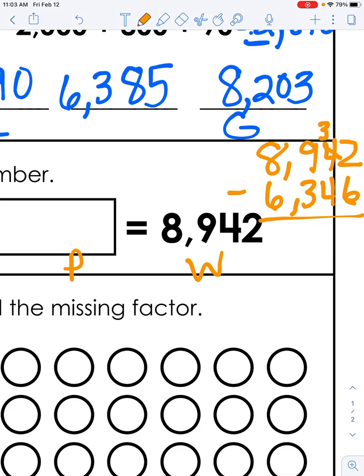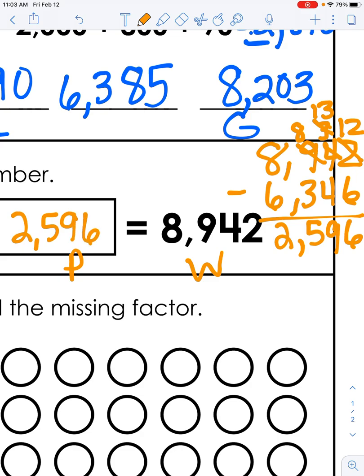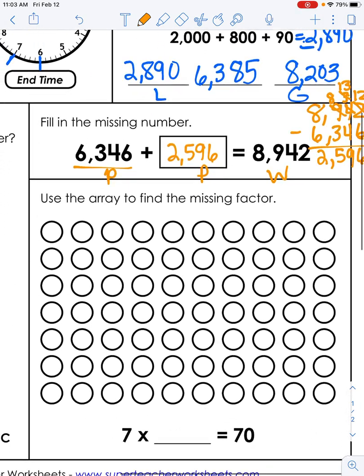My 4 becomes a 3, my 2 becomes a 12. 12 minus 6 is 6. I cannot do 3 minus 4, I need to borrow. This 9 becomes an 8, this 3 becomes 13. 13 minus 4 is 9. 8 minus 3 is 5, bring my comma down. 8 minus 6 is 2. My answer here is 2,596. If I wanted to check my answer, I could always add those two numbers together and make sure it equals 8,942.